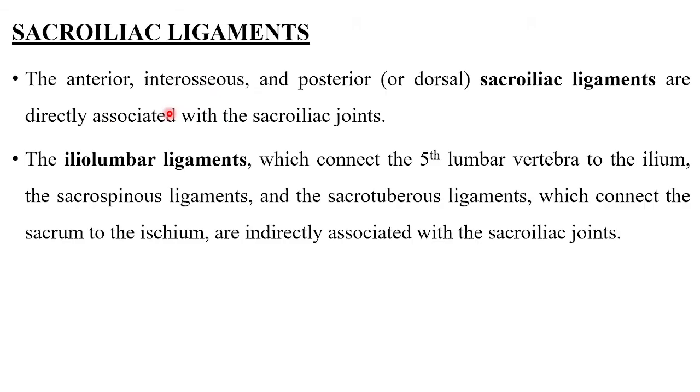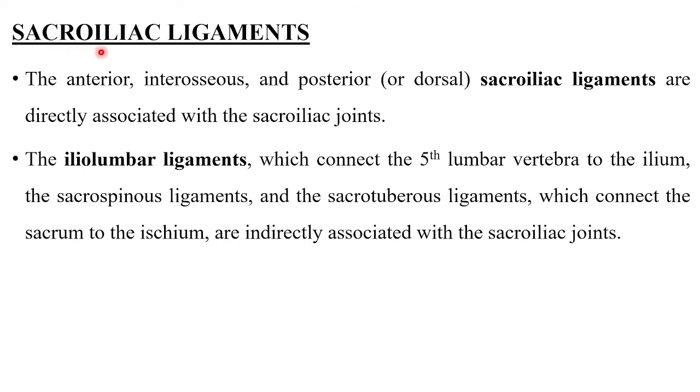interosseous ligaments. Coming to the ligaments, the sacroiliac ligaments are the anterior, interosseous, and posterior or dorsal sacroiliac ligaments. Next are the iliolumbar ligaments, which connect the fifth lumbar vertebra to the ilium, and the sacrospinous and sacrotuberous ligaments, which connect the sacrum to the ischium and are indirectly associated with the sacroiliac joints.